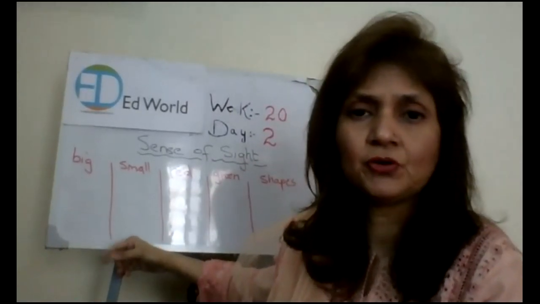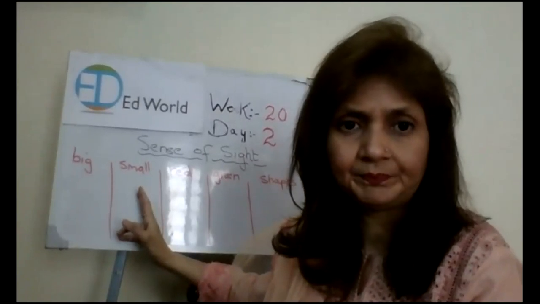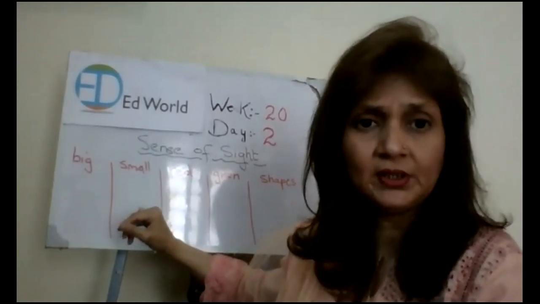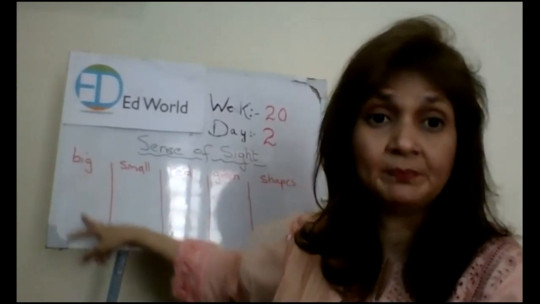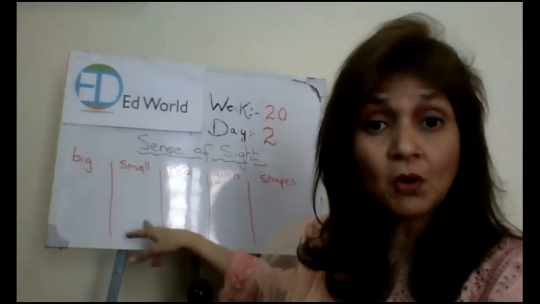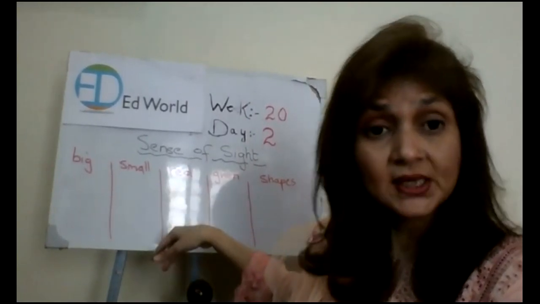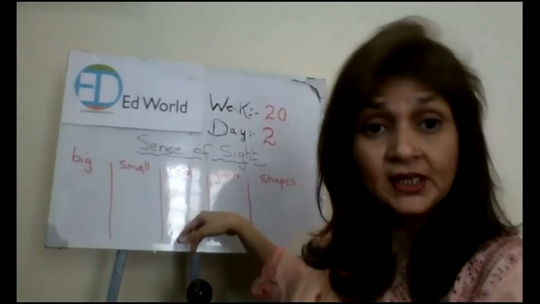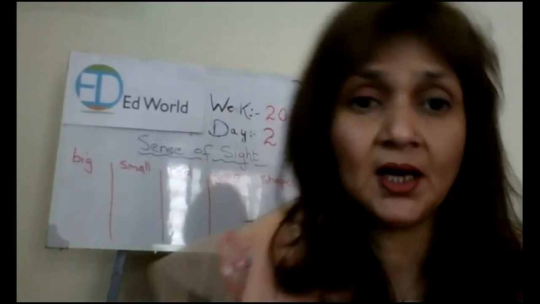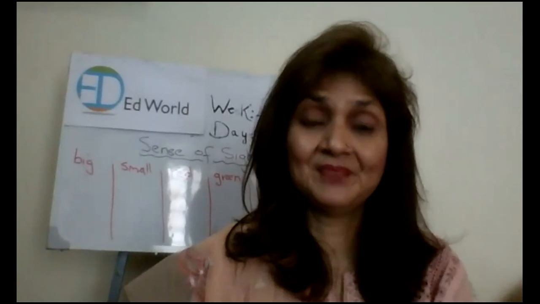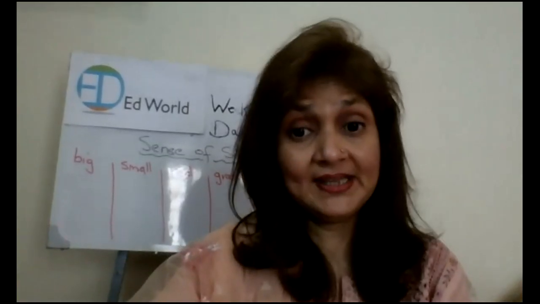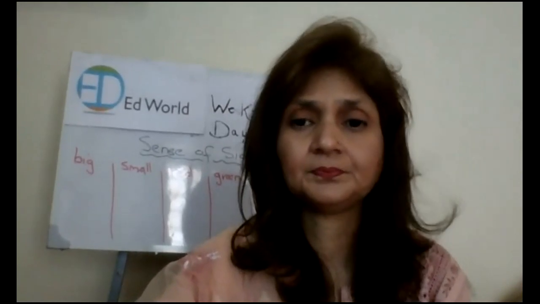Like I have already drawn a table on the board. So you are going to sort out the things which look big, the things which look small, the things which are of red color, things which are of green color, and things which are of different shapes. Okay? So are you all ready? All right, there you go.